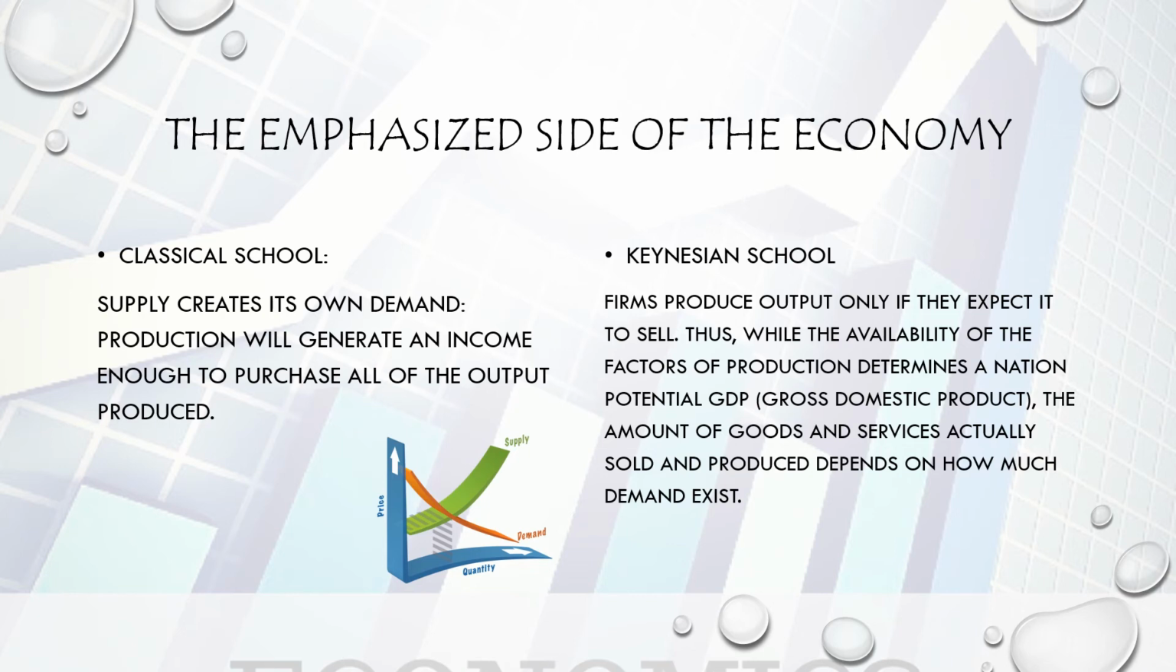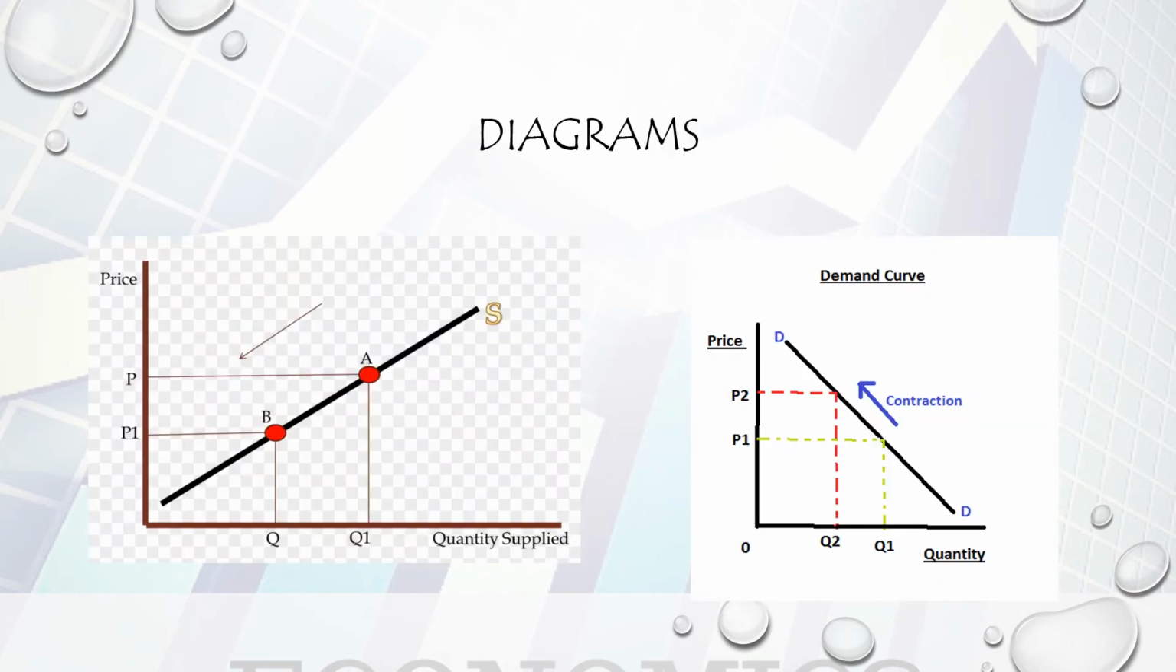So based on these two explanations, we can see the classical school focuses more on the supply side of the economy, whereas the Keynesian school focuses more on the demand side of the economy. Here we can see a diagram of the supply and demand curve. On your right, you can see the demand curve, and then on your left, you can see an example of the supply curve.